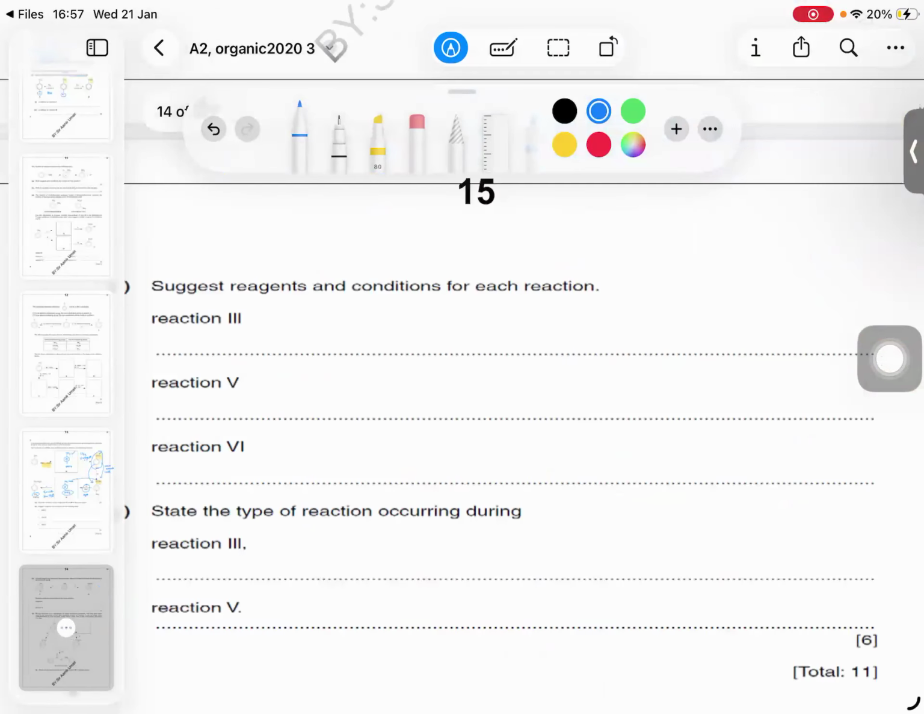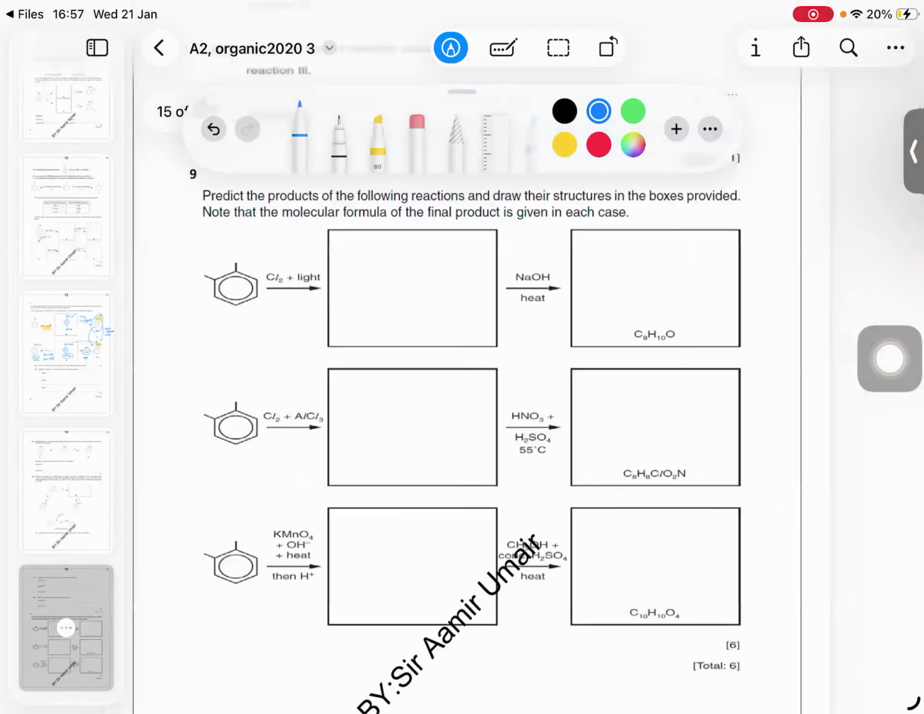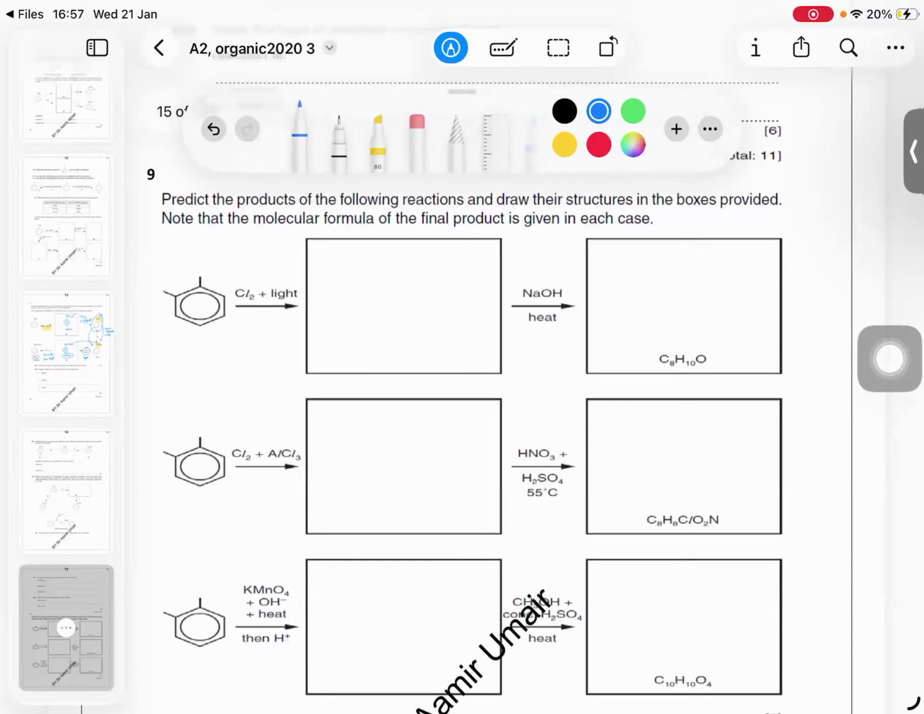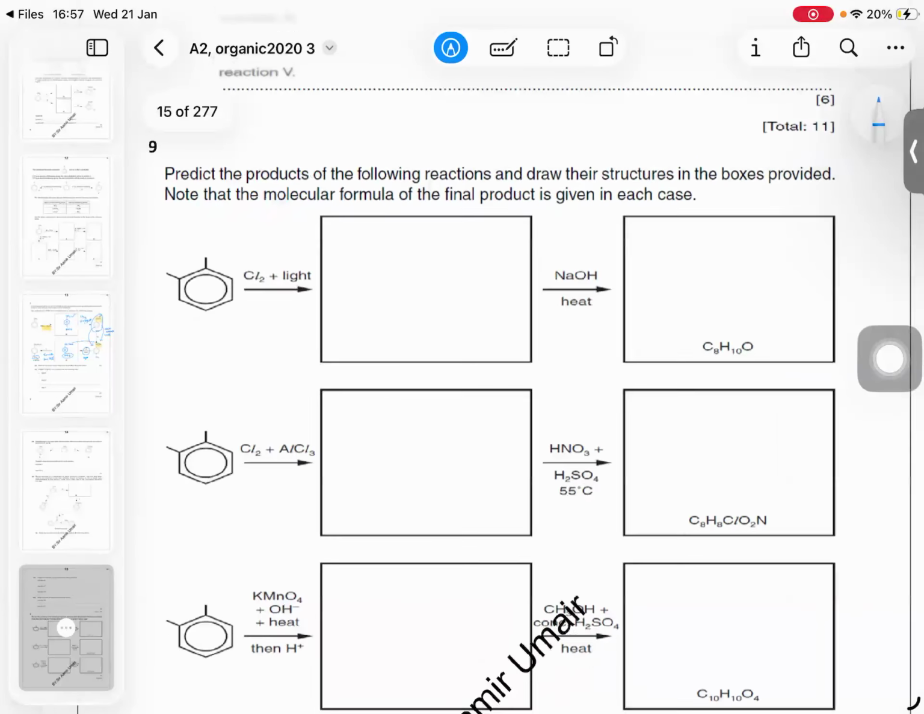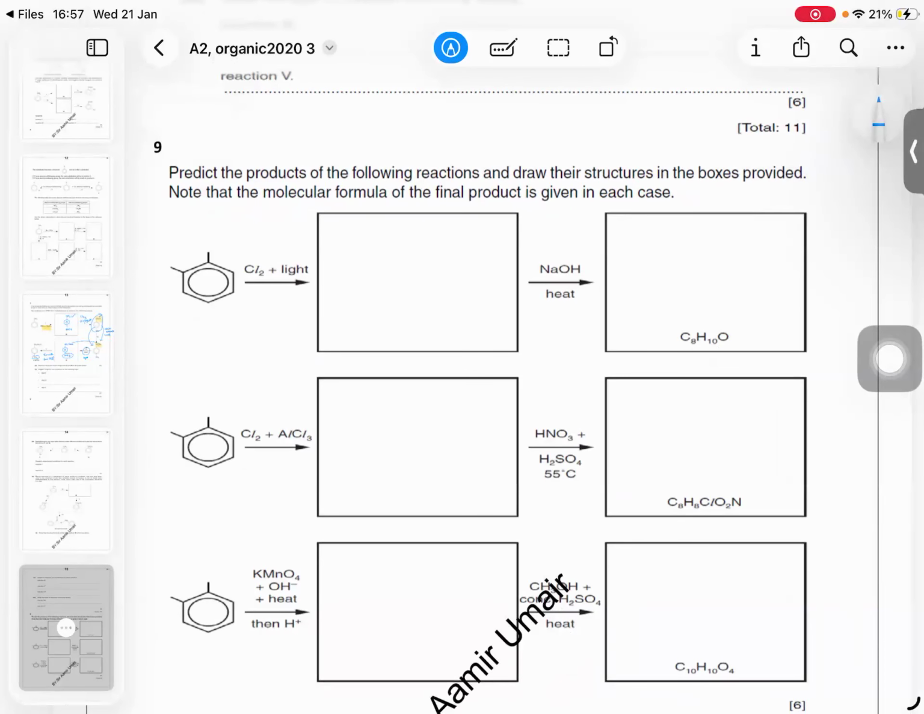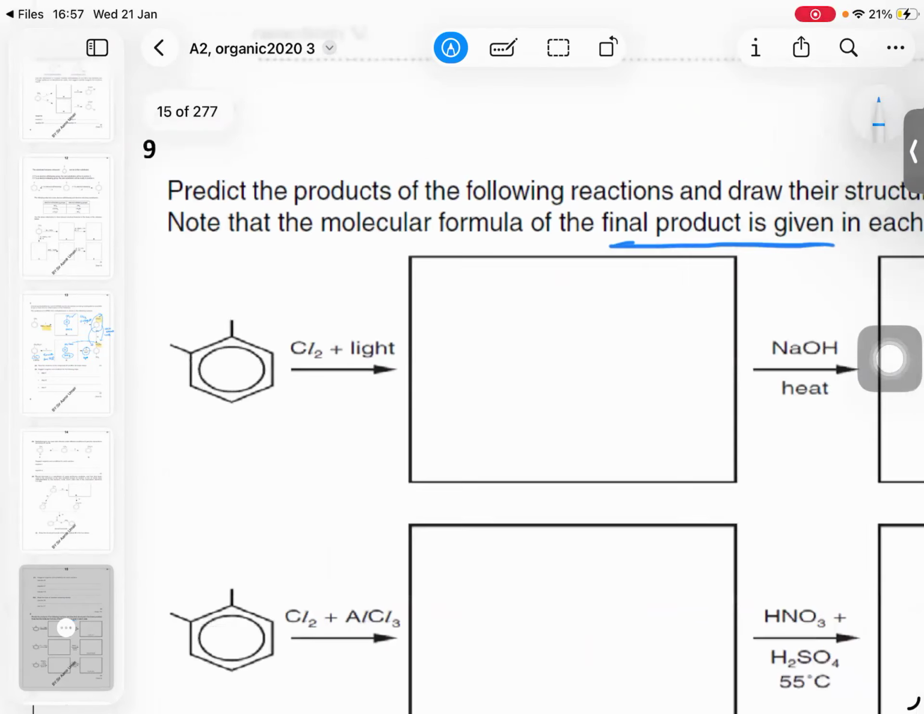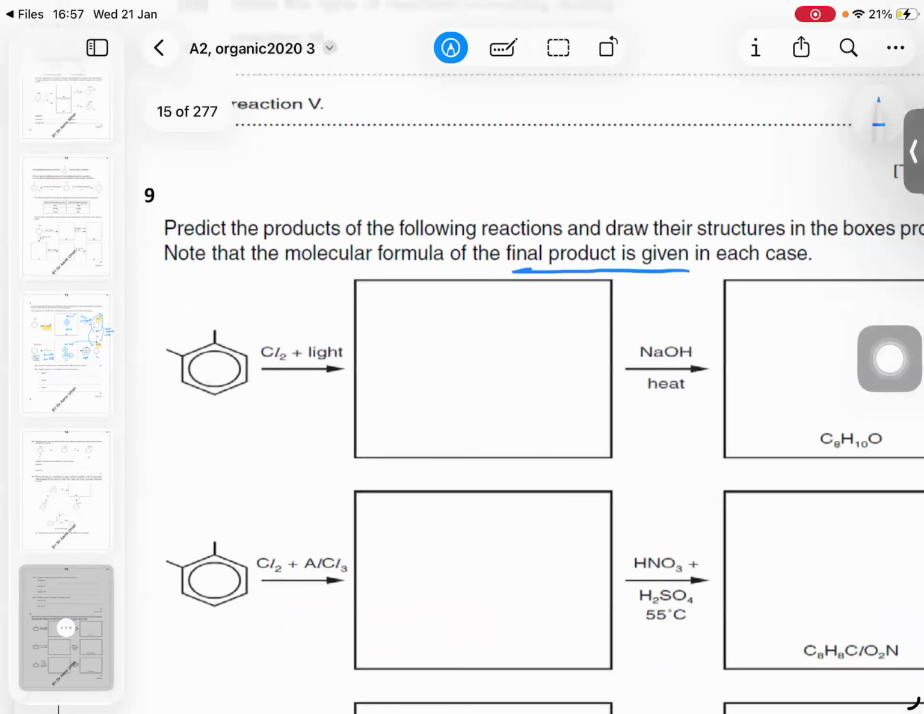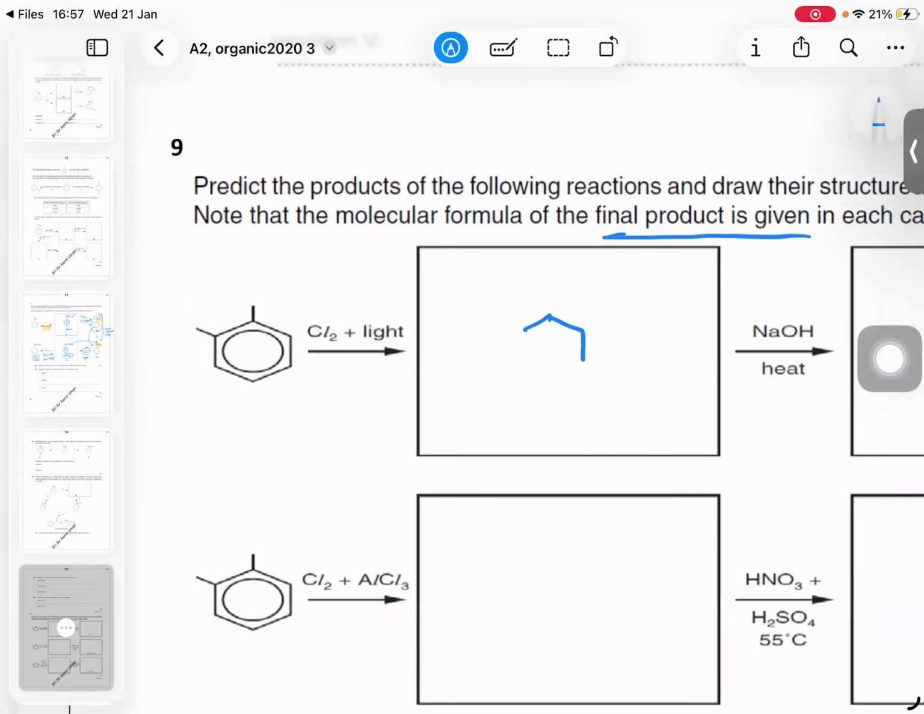Yes, again. Here it is. Predict the products of the following reaction and draw their structures in the boxes provided. Note that the molecular formula of the final product is given in each case. So you have to think about this as well. Okay, now for the first one, what do you think? So it will occur in the side chain. Yes, the chlorine with sunlight, side chain, there are two methyls, here and here.